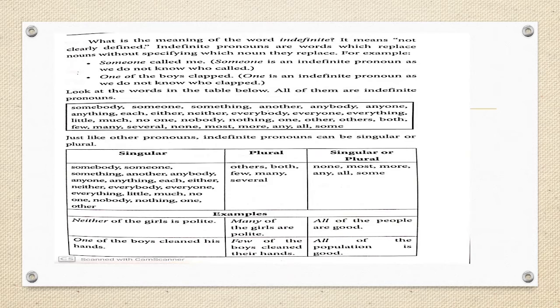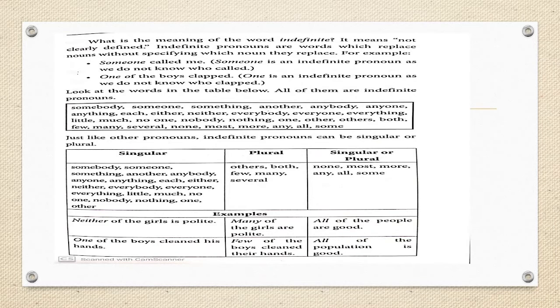Just like other pronouns, indefinite pronouns can be singular or plural. Here we can see the table. Singular pronouns are somebody, someone, something, another, anybody, anyone, anything, each, either, neither, everybody, everyone, everything, little, much, no one, nobody, nothing, one, other. The plural forms are others, both, few, many, several. And singular or plural, both, are none, most, more, any, all, and some.